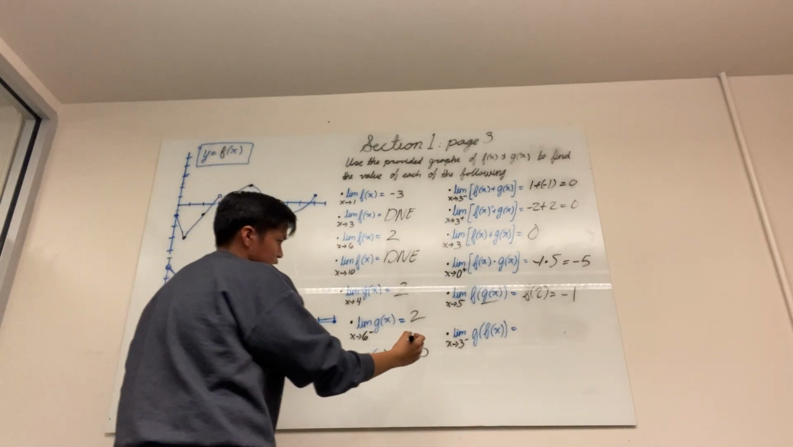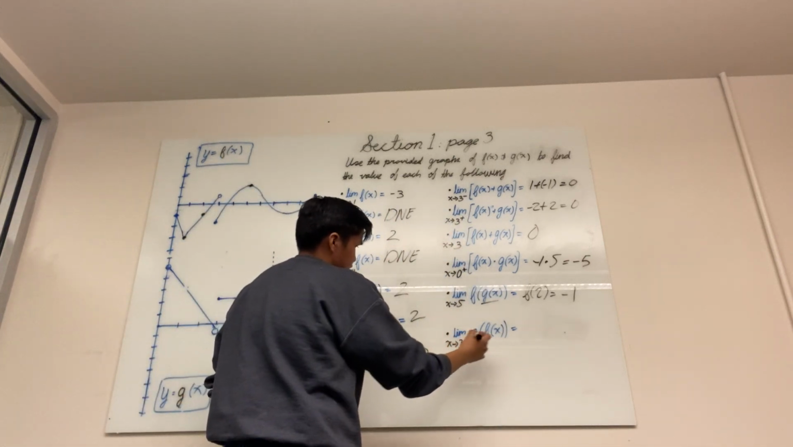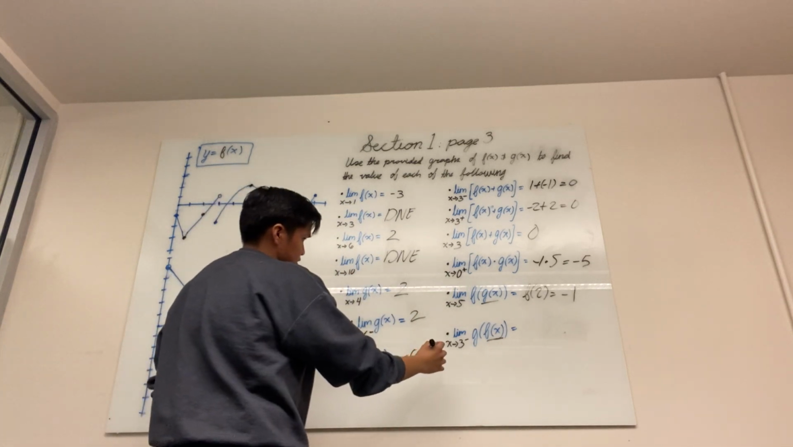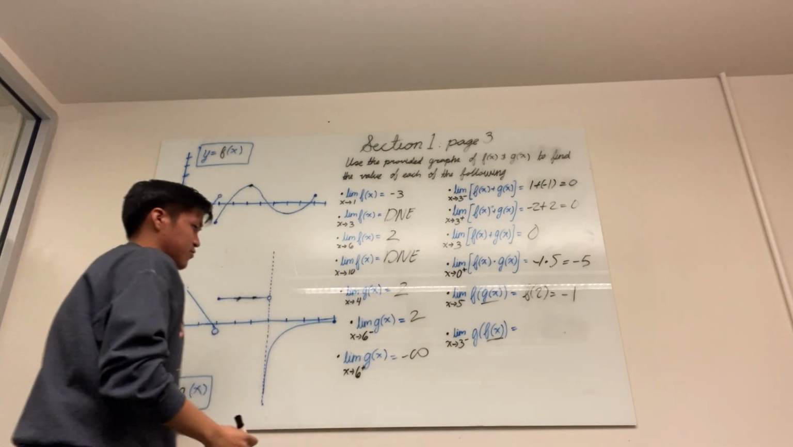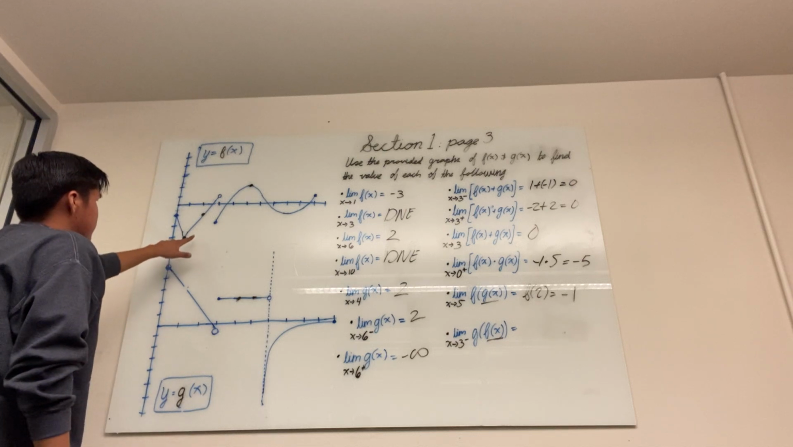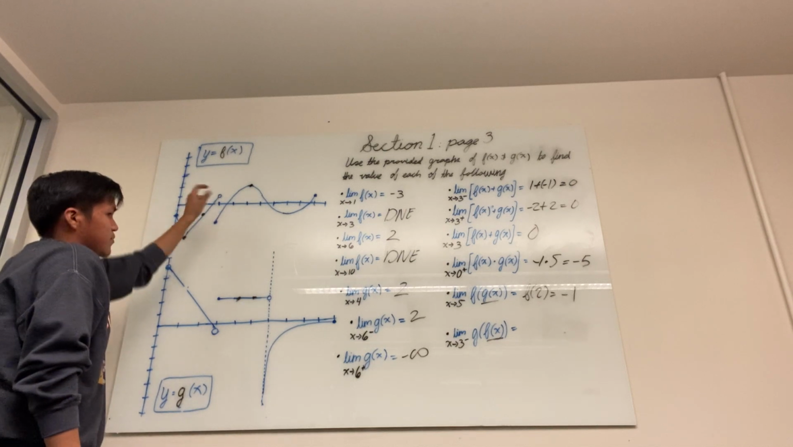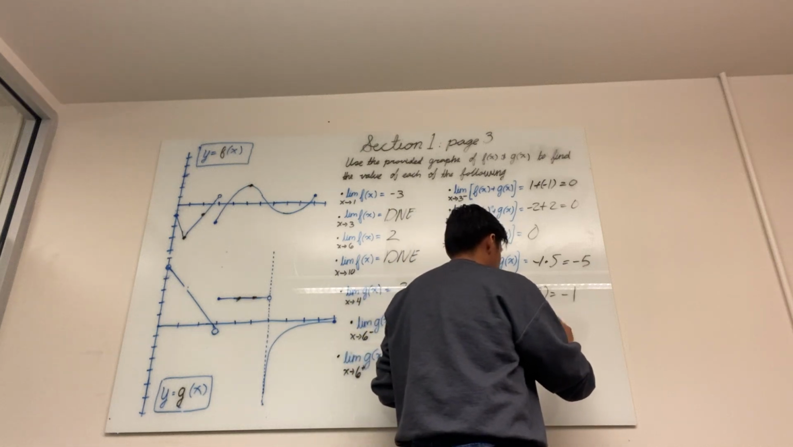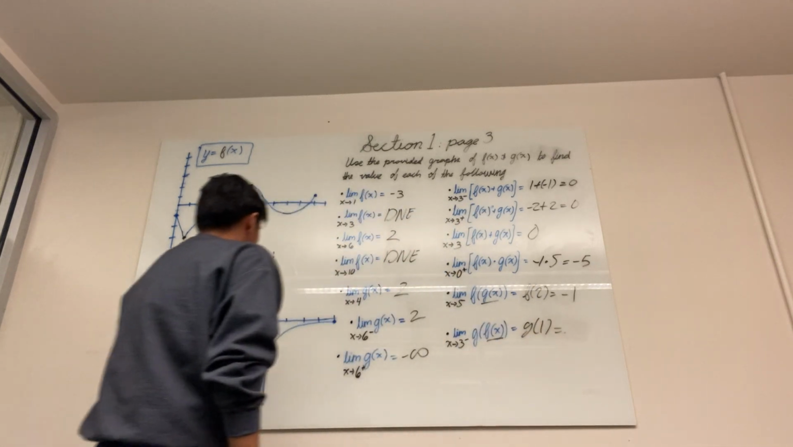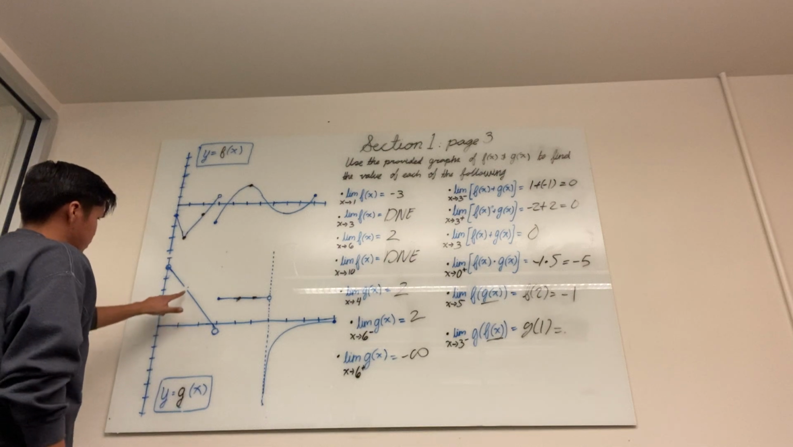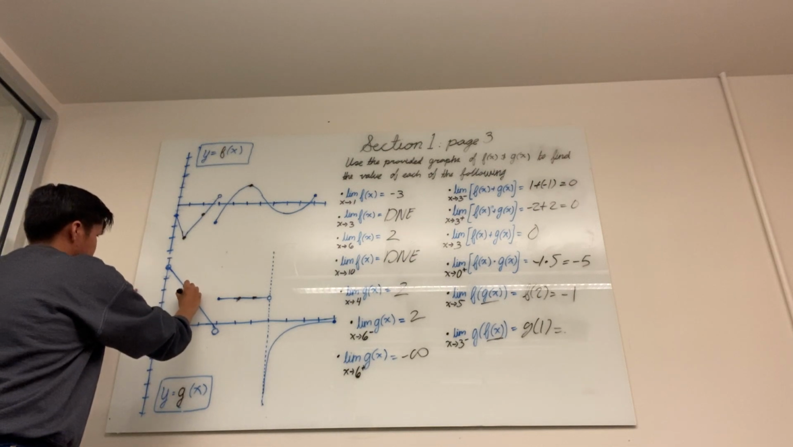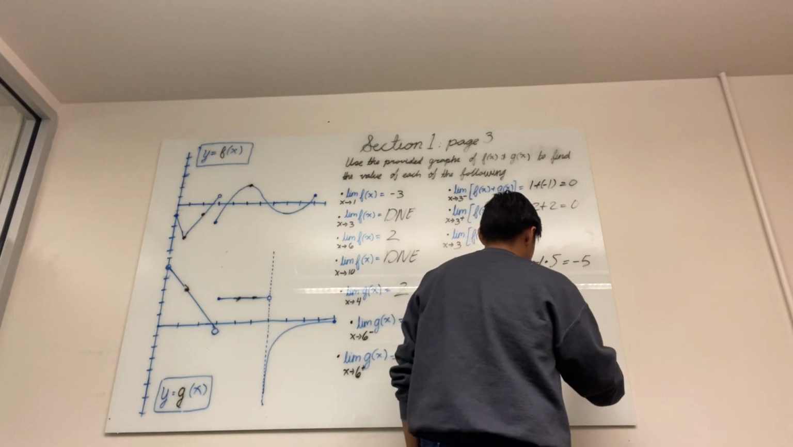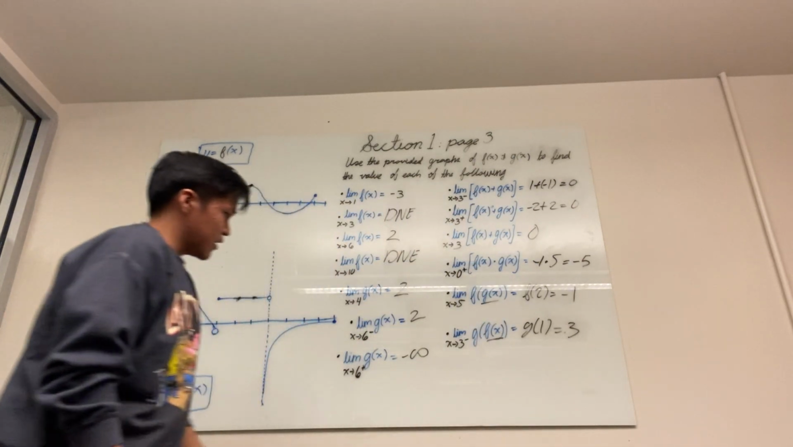Same situation again. Limit of g(f(x)): look at what's inside first. So the limit of f(x) as x approaches 3 from the negative side. From the negative side, we see that the limit is 1, so we see it as g(1). g(1) is 3. So therefore, the limit of g(f(x)) as x approaches 3 from the negative side is 3.